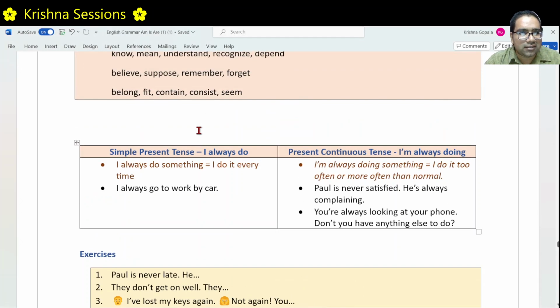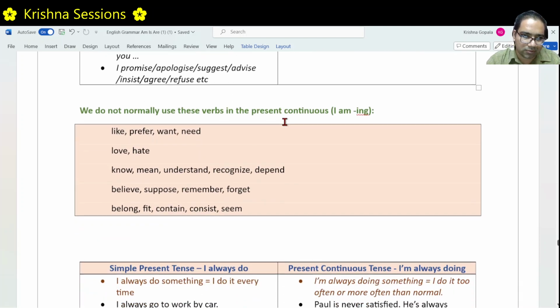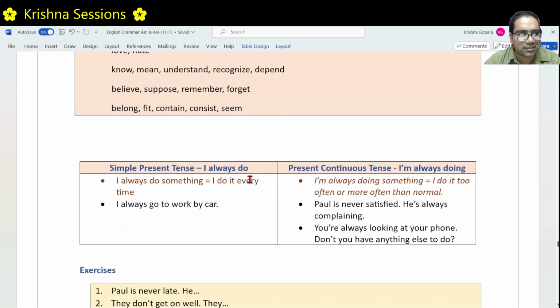Always do is in simple present, always doing is in present continuous. Earlier we discussed that whenever we use always, never, often, sometimes, usually, we use simple present. Right? In most cases we use simple present. But in some special cases we use always doing also. Let us look at these examples.